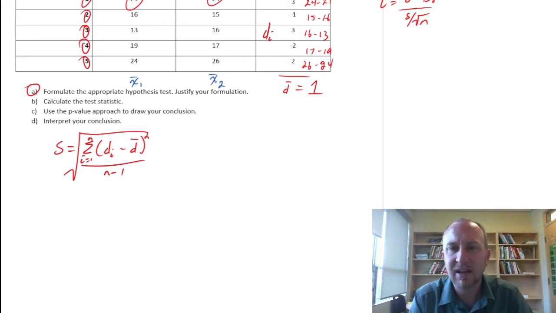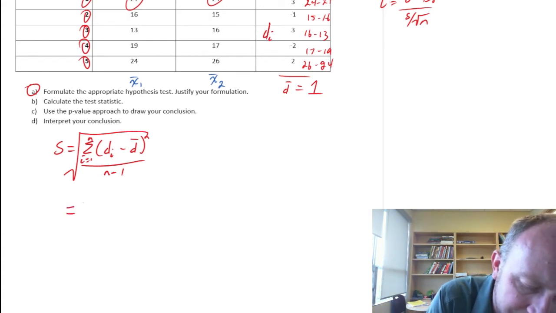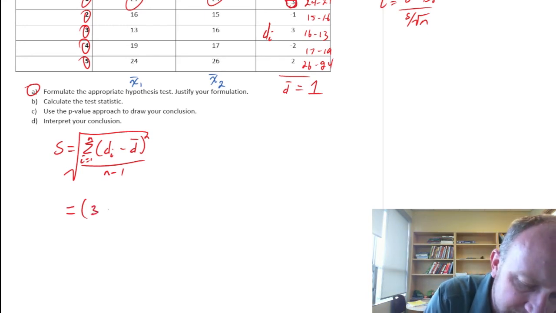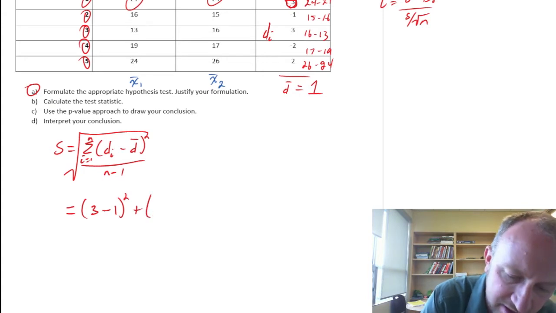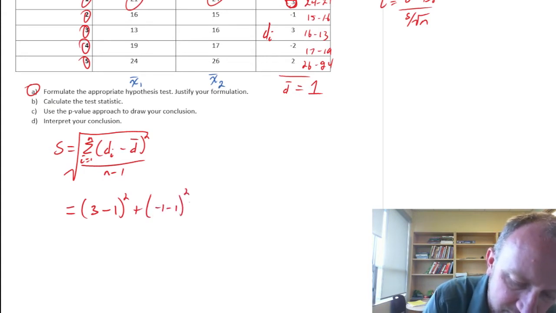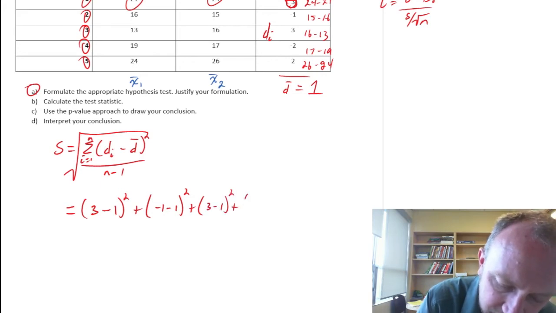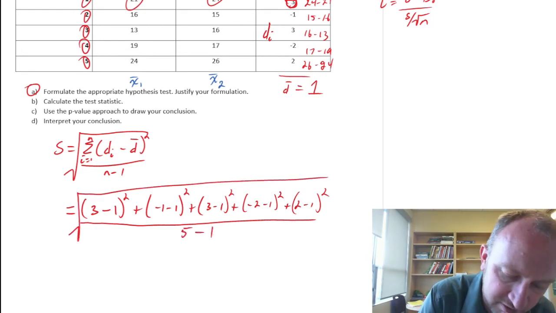So it'll be a little bit long, but I think the numbers are easy enough, we'll be able to do it fairly quickly. So I'm going to write this out. My first observation is way up at the top of the screen here. 3 minus our average difference 1, squared, plus the next one, minus 1 minus 1, squared, plus 3 minus 1 squared, plus minus 2 minus 1 squared, plus 2 minus 1 squared. We divide all that by 5 minus 1, since we have 5 observations, and square root everything.